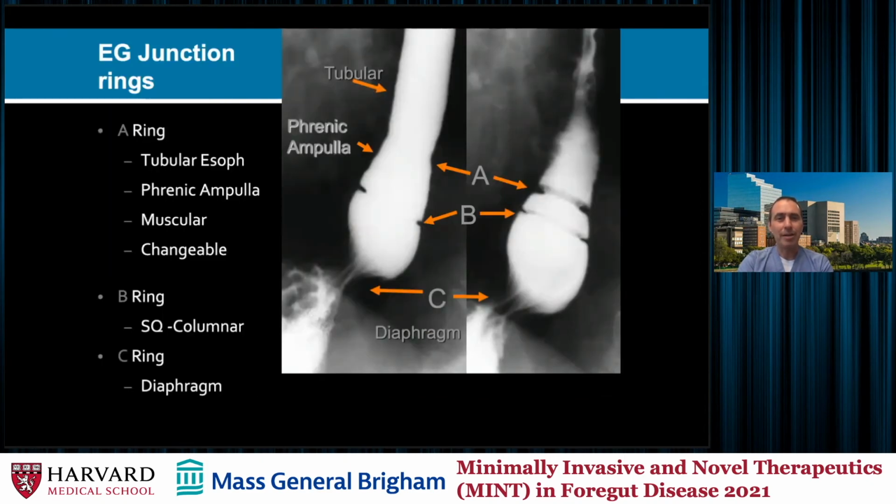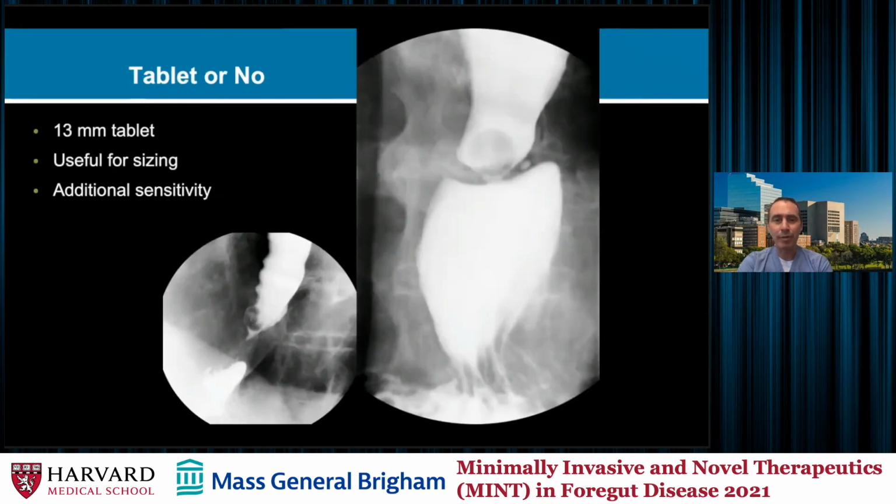And then just a reminder, right? The A ring, B ring, C ring. B is what you are really looking for abnormalities in, even though A looks really impressive here. A is just the junction of the tubular esophagus and the phrenic ampulla. And B is where the squamocolumnar junction is. That's where the disease really ends up happening. C is the diaphragm. That's where we look for hernias.